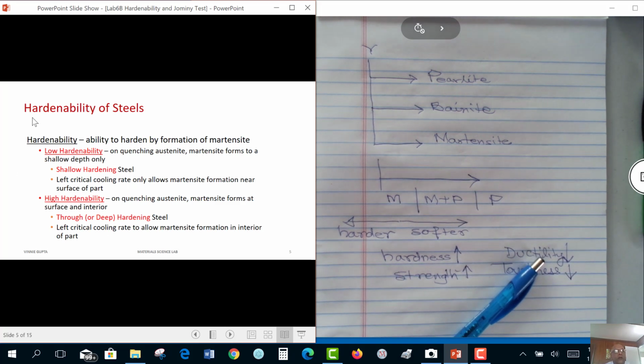So now let's talk about this concept of hardenability. Hardenability is the ability to harden by formation of martensite. So if we can form martensite, we know our structure becomes harder. A low hardenability steel is one where, on quenching austenite, martensite forms only on a skin, at shallow depth. So these are called shallow hardening steels.